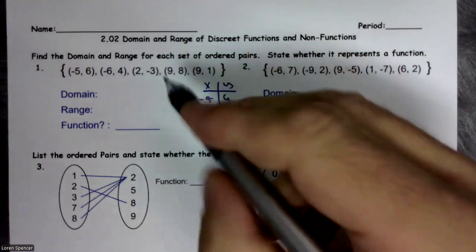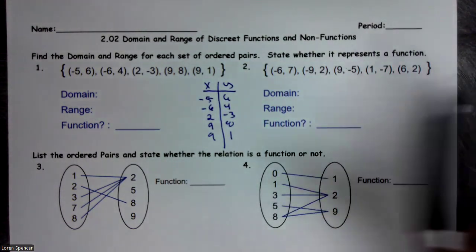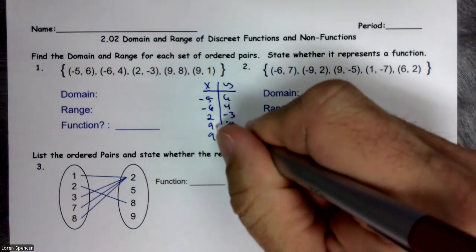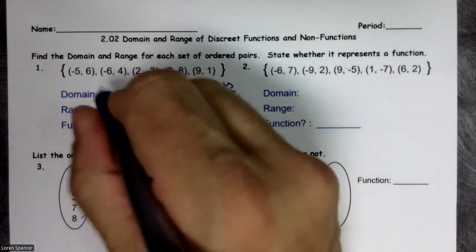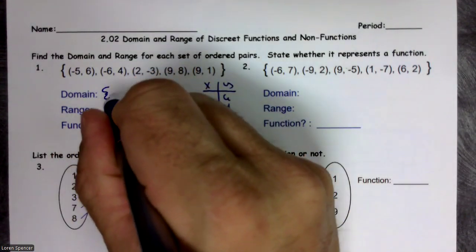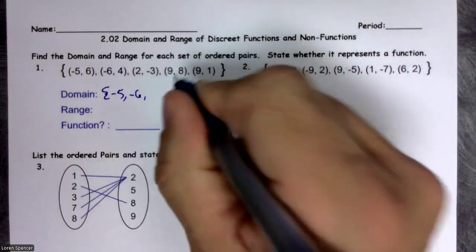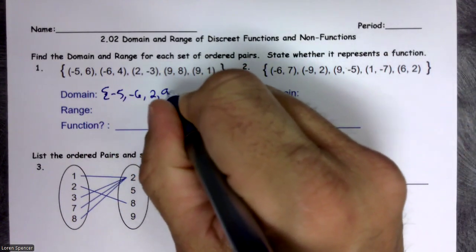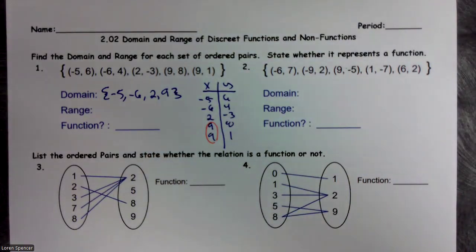When I look at my T-chart, I don't need to record repeats, and I do have a repeat in the X's. So my domain, I'm going to list in order from least to greatest: -6, -5, 2, 9.